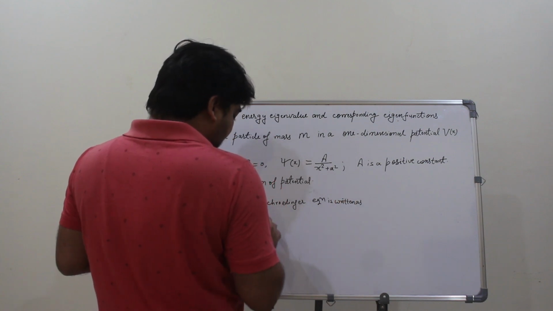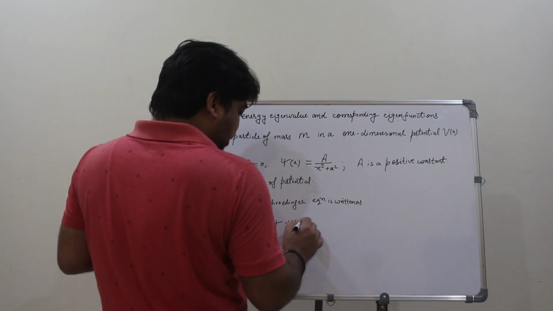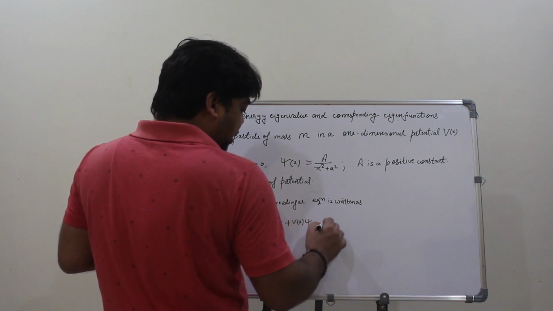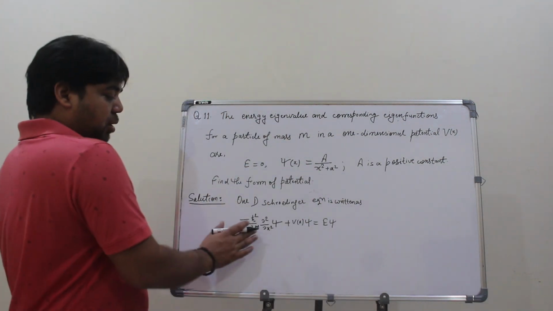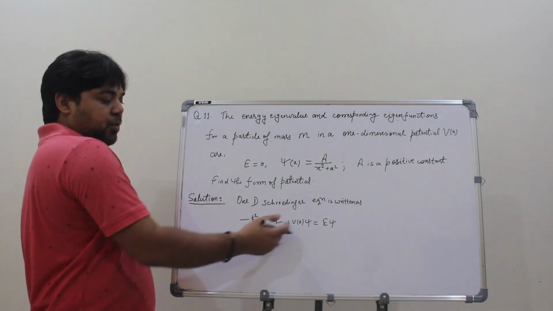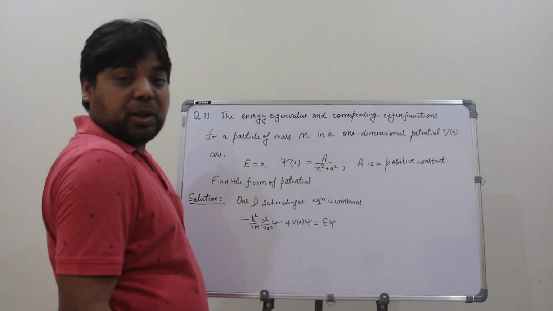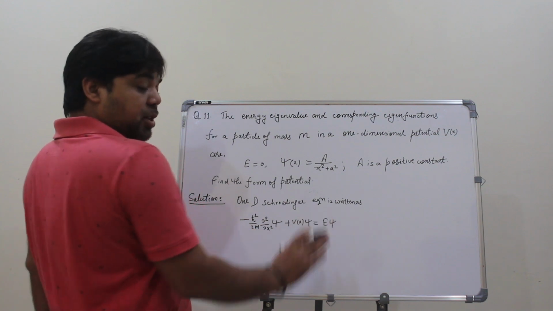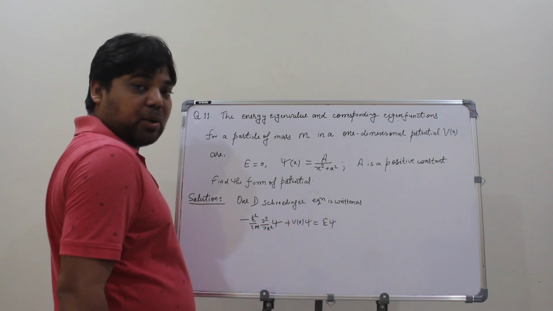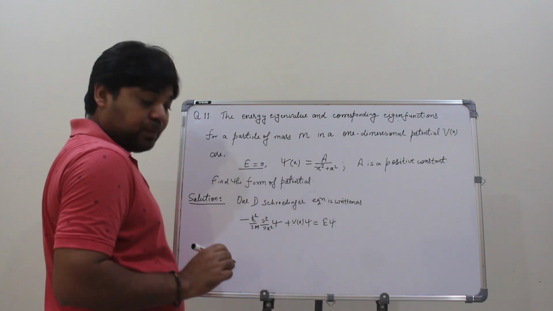minus h square divided by 2m, del square psi by del x square, plus V(x) psi equals E psi. So this is your one-dimensional Schrodinger equation, right? It tells that the energy operator, operating on a state, gives you an eigenvalue E multiplied by psi. ये energy operator है और ये state पे operate करता है psi पे, और ये एक eigenvalue E देता है. So यहाँ पे E already given है, E is 0, right?